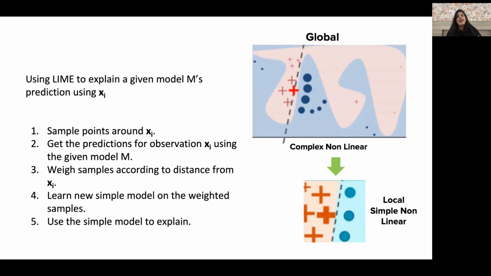So just to put it out in a step-by-step process: let's say we have an observation to explain. I want to understand why this got classified here and not here. I'll sample points around xi and get predictions of these from my complex model. Then I weigh these permuted samples according to the distance from my sample. Then I learn a new model on top of the weighted samples. And then that simple model is going to explain to me why this got 0.93 probability, because these were the permuted examples that were important.